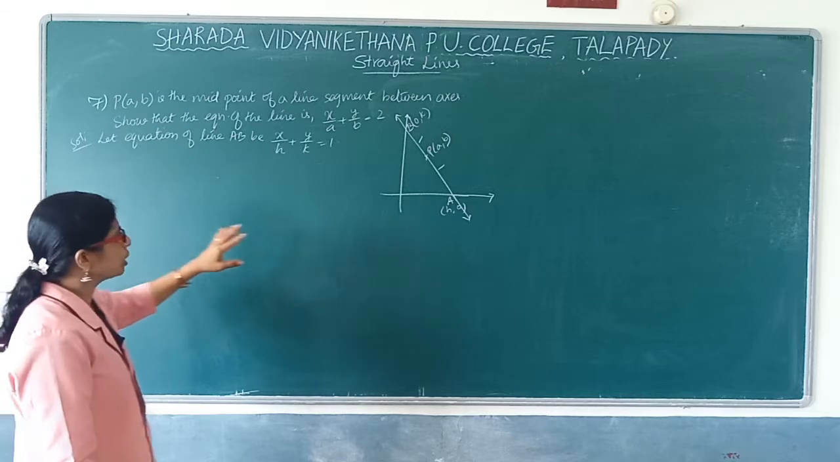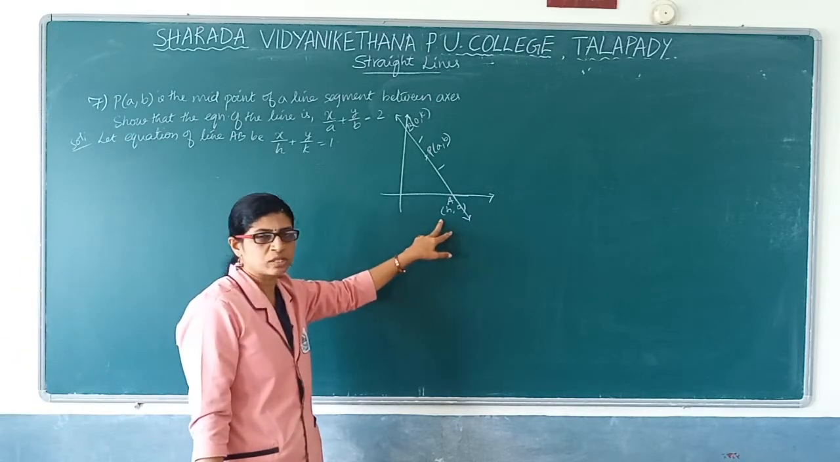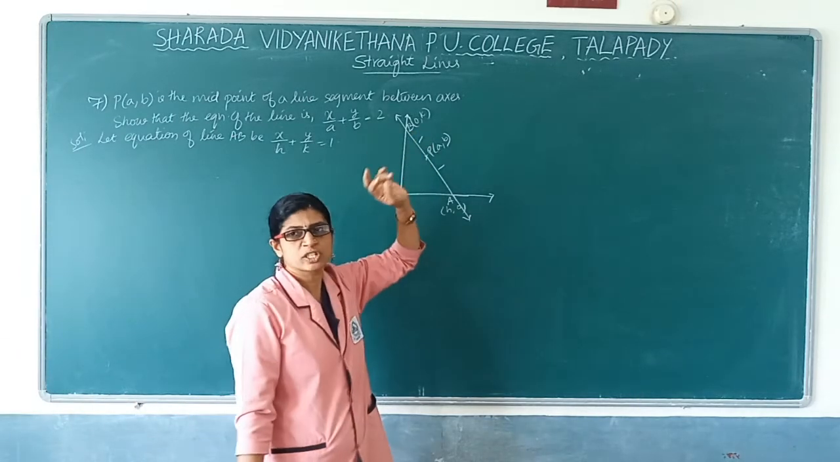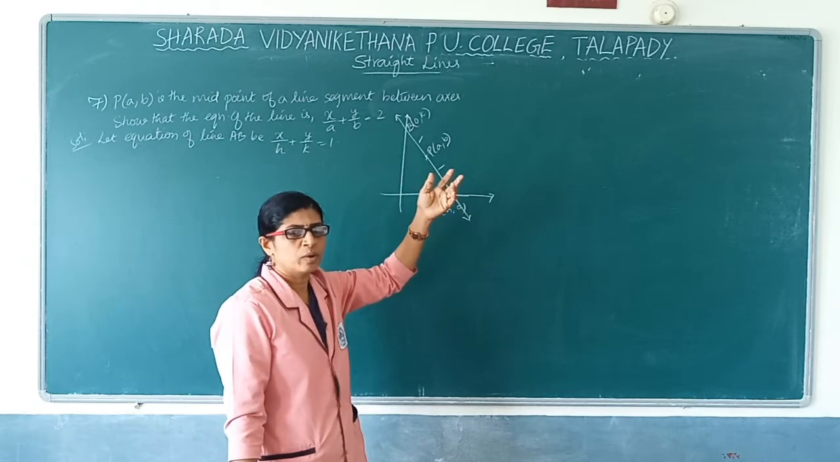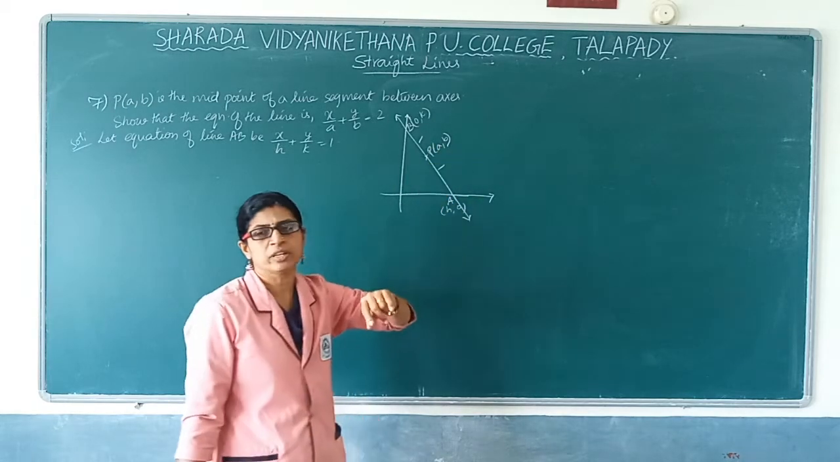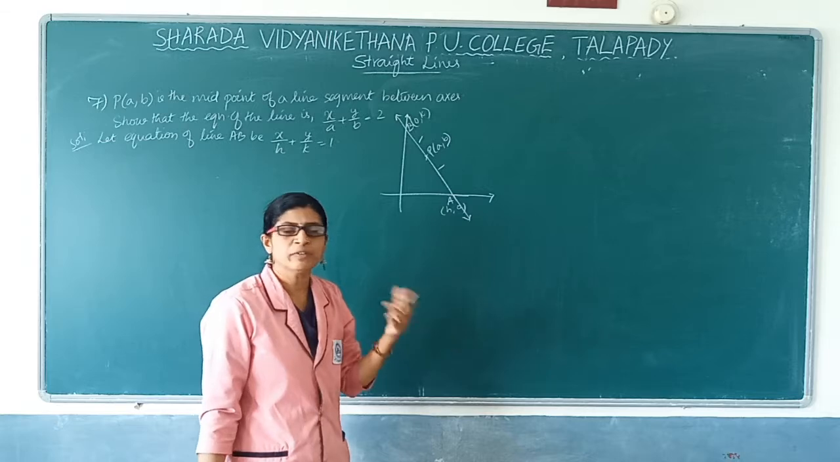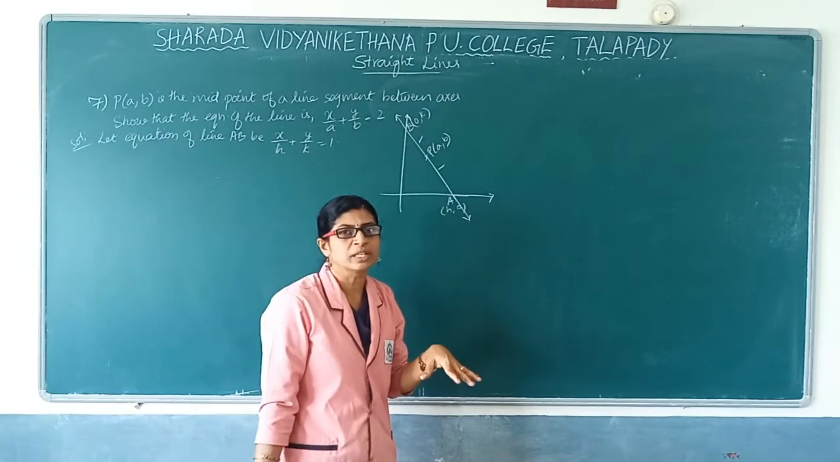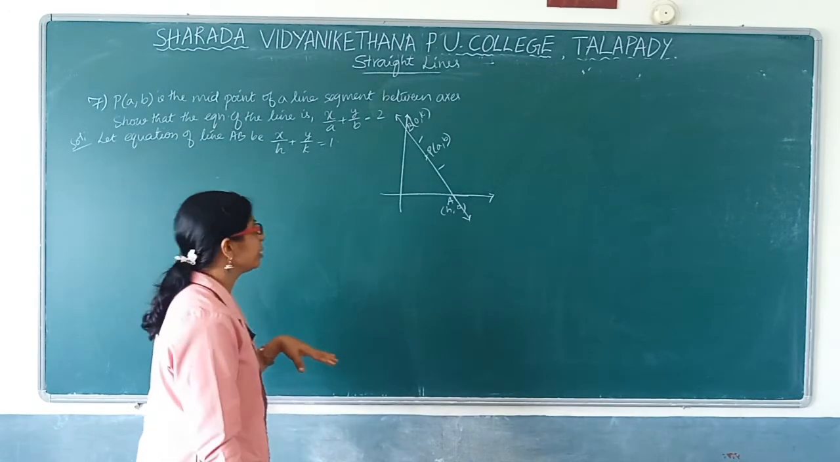I am assuming the coordinates of A to be h comma 0 and I am taking the coordinates of B as 0 comma k. Why? Because P of a comma b has already been given here. That coordinate is already mentioned, so we cannot use it again. It will create confusion.